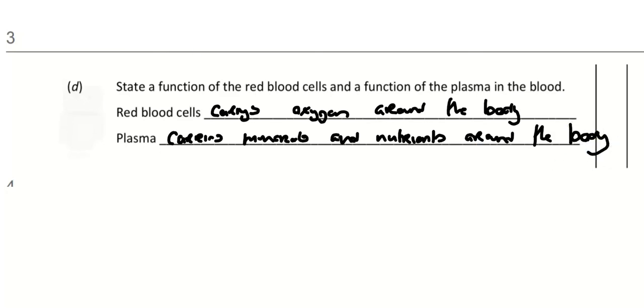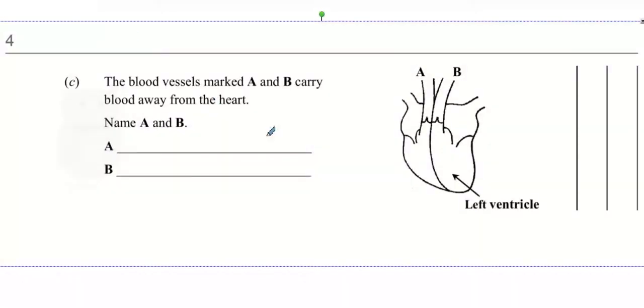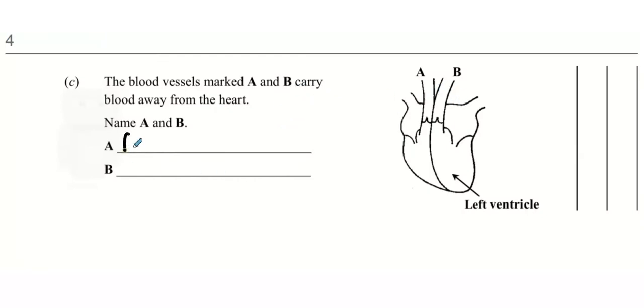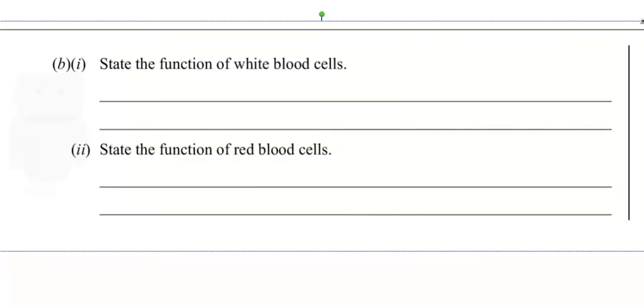Okay, question 4. The blood vessels marked A and B carry blood away from the heart. A is the pulmonary artery, we already did that earlier. And then B is the aorta, which is the largest vessel in the heart. It's the main artery that carries most of the blood away from the heart. Okay, question 5. State the function of white blood cells.